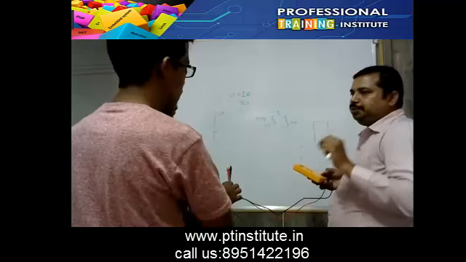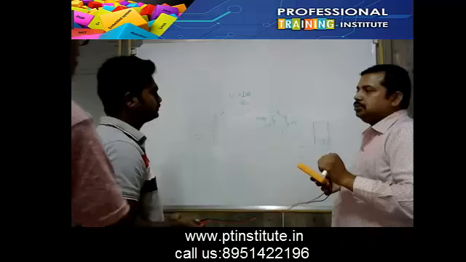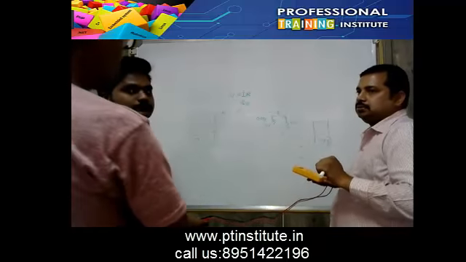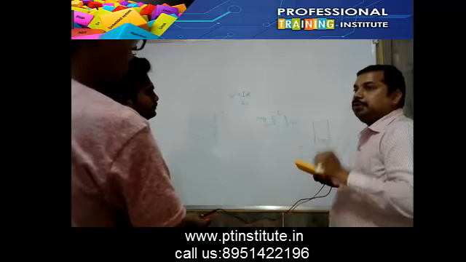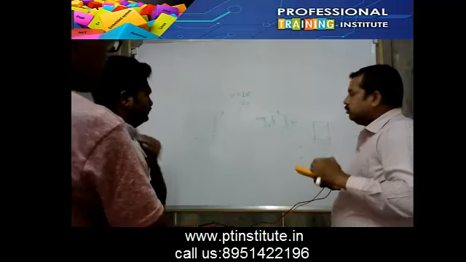If you have to measure the current, the multimeter has to come in series. And when we measure voltage, it is in parallel. Okay.